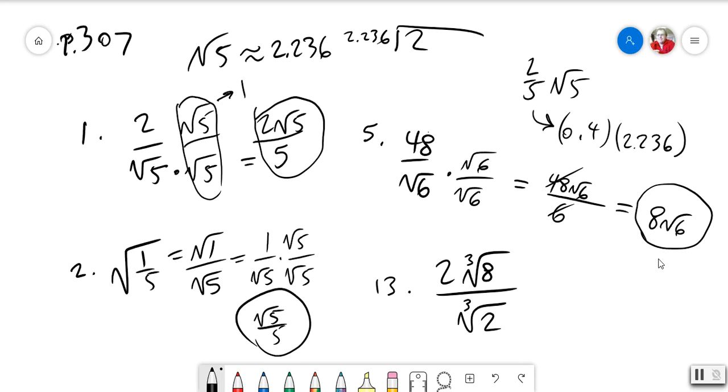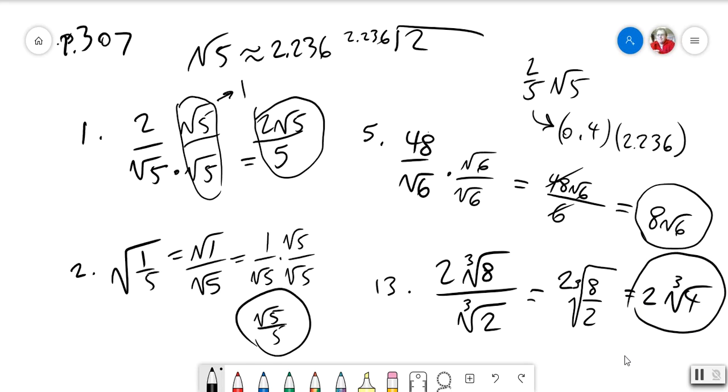Finally, 13 looks intimidating, but this, we're going to kind of go backwards. Over here, I took a fraction and broke it up into two separate radicals. Here, we're going to do the opposite. I notice these are both cube roots, so I just say the cube root of 8 over 2. Well, 8 divided by 2 is 4, so I get 2 times the cube root of 4. Nothing else necessary.